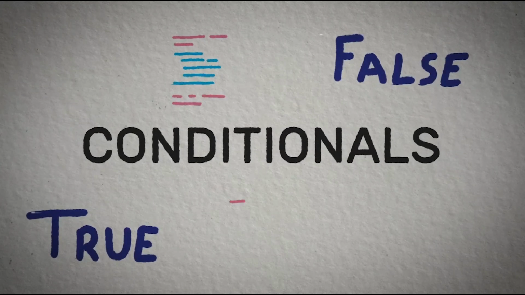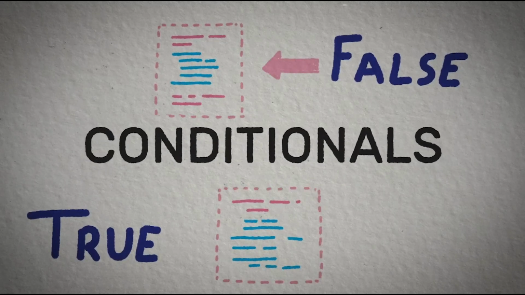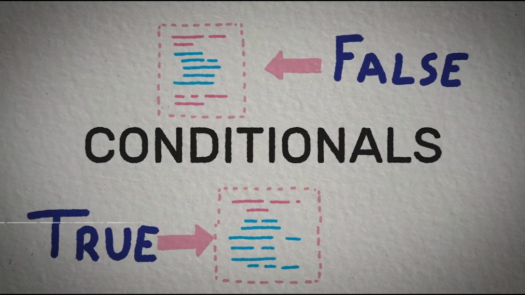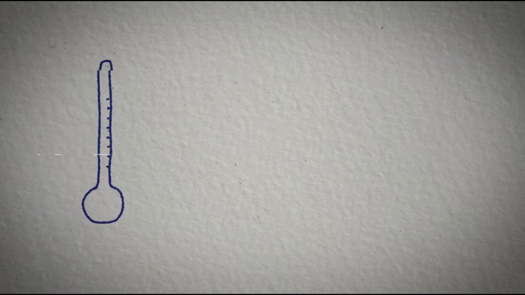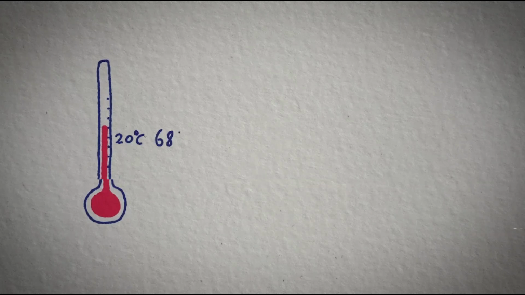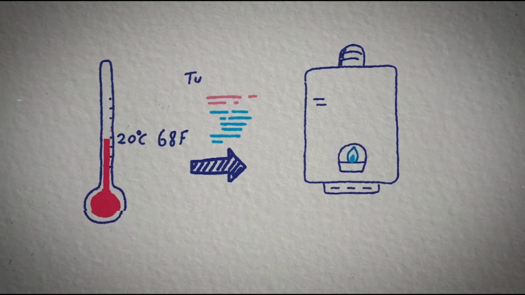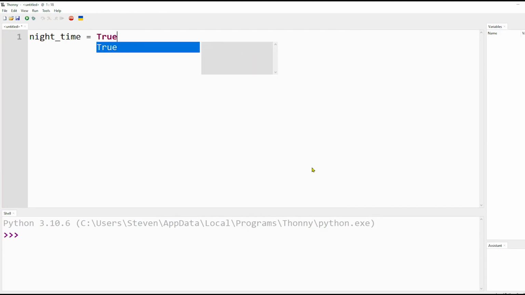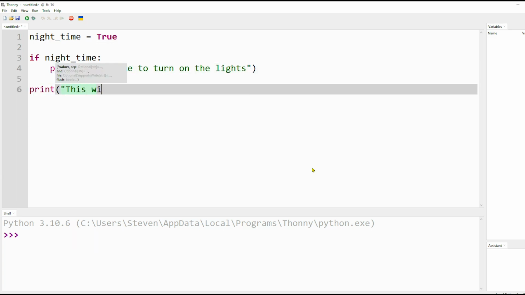So if our program finds a condition to be true, then execute a specific block of code. But if this condition is false, then execute a different block of code. This ability to choose what blocks of code to run allows our program to change its behavior. Let's start off with a simple example. Say we want to create a simple script that will turn on some lights if it's nighttime. This is the most basic type of if statement.